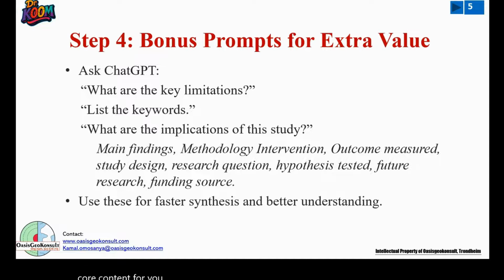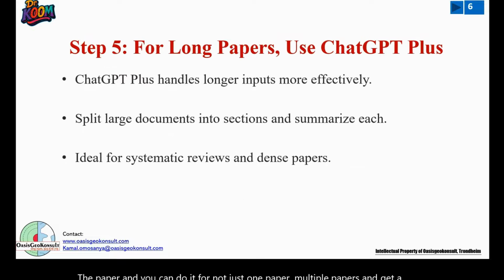And the bonus tip is that beyond the limitations, beyond the key contributions, you can also test out things like the main findings, the methodology that's been used, the intervention, the outcome measured, and research funding, any information about the paper. And you can do it for not just one paper, but multiple papers, and generate a literature matrix or table for that. Well, if you need to handle longer inputs with a lot of papers, you might need ChatGPT Plus, which is premium, so you may need to subscribe for that. And one technique, if you can't afford to do that, is to split the document into sections and summarize them by sections, and you can do a systematic review of very condensed papers.